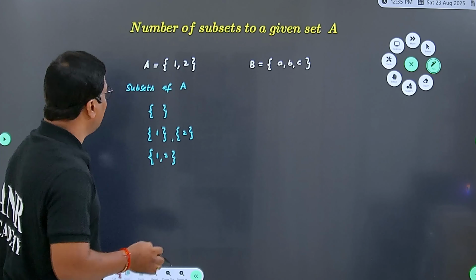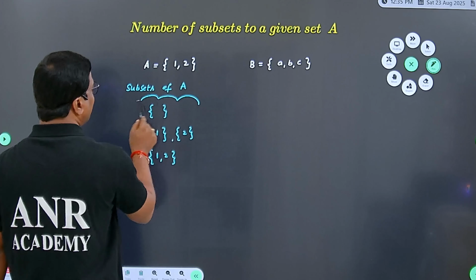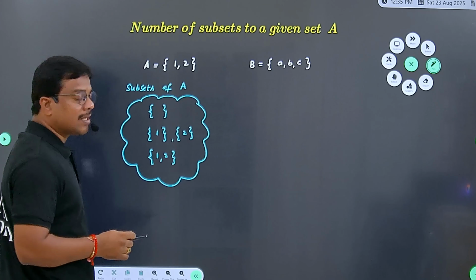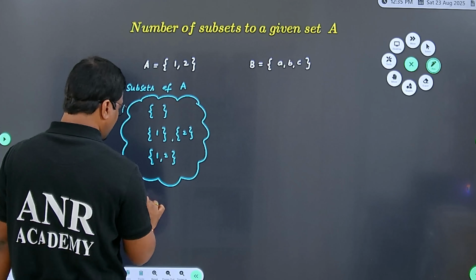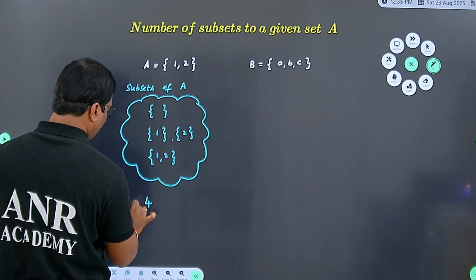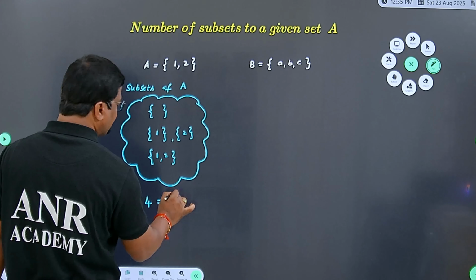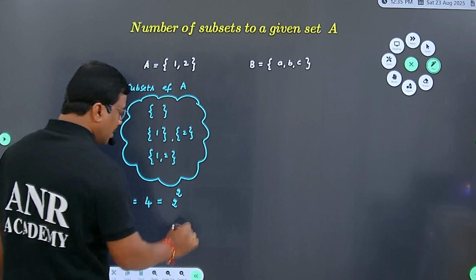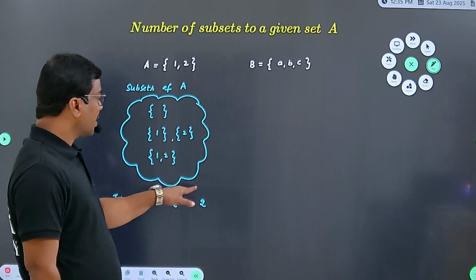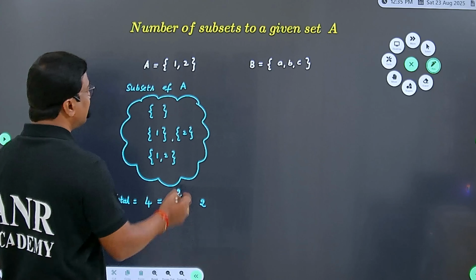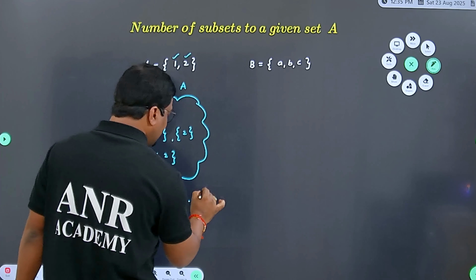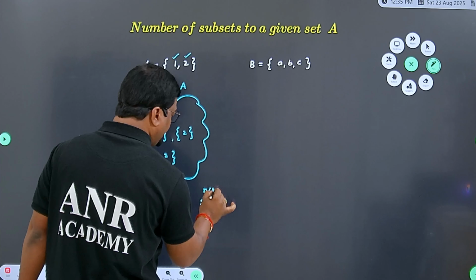Now let us count how many subsets we have here. There are totally 1, 2, 3, 4 subsets. So the total number of subsets is 4, and this is written as 2 power 2. Here the base value is 2 and the exponent indicates the number of elements in the given set, that is n of A.